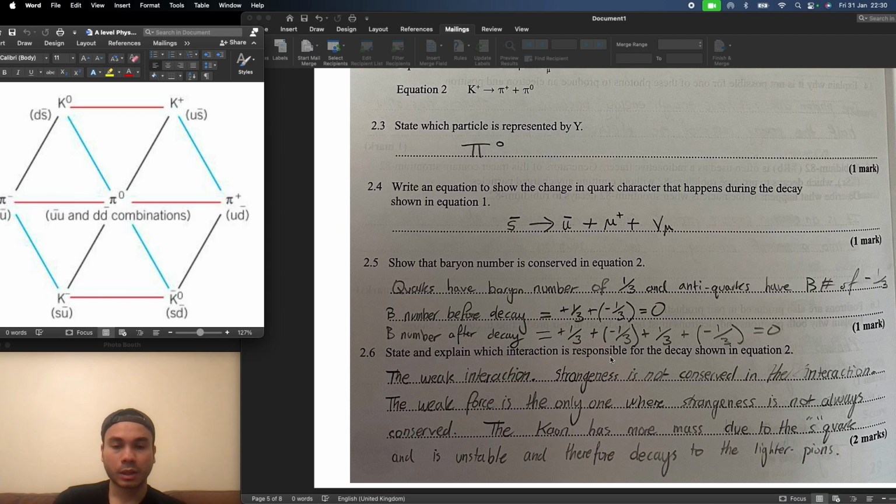2.6, state and explain which interaction is responsible for the decay shown in equation 2. So this is going to be the weak interaction, and remember, strangeness does not have to be conserved because we are going from a heavy kaon, unstable, with a heavy strange quark or anti-strange quark, and that decays into a lighter, more stable pion with no strange quark. Okay.